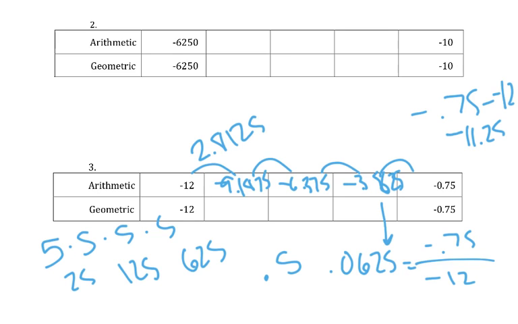So 12 times 0.5 would be 6. Times 0.5 would be 3. Times 0.5 would be 1.5. And these are all negative, by the way. Times 0.5 would be negative 0.75. So, quite a bit of work for just those few problems.